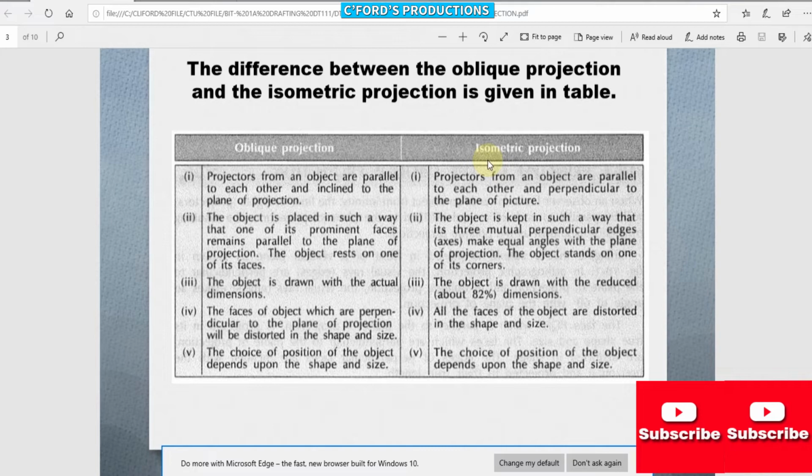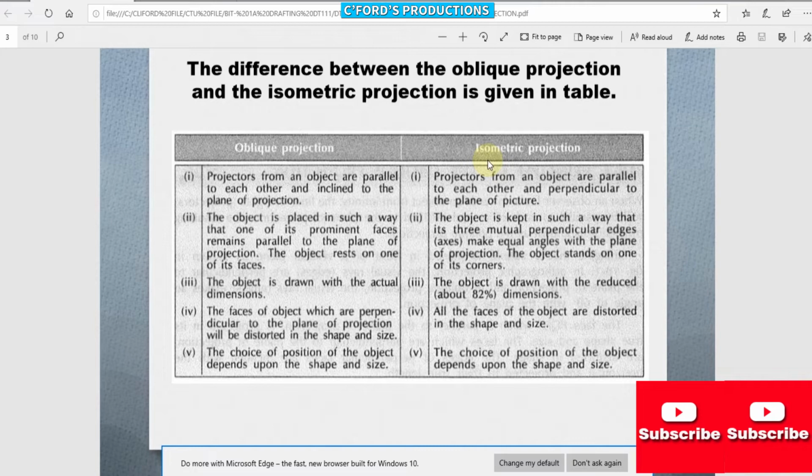Third, the object is drawn with reduced dimensions, about 82%. Fourth, in isometric projection, all the faces of the object are distorted in shape and also size. Last, the choice of position of the object depends upon the shape and the size.